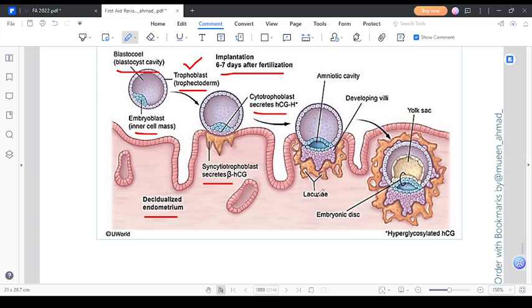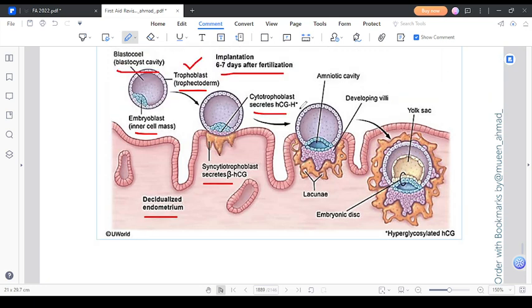Okay, then here we have this being implanted, and during this time there may be slight bleeding, and that slight bleeding can be confused with menstrual bleeding, but this is the bleeding of implantation. There is a more technical name for that, but I am calling it the bleeding of implantation. So the cytotrophoblast secretes the hCG.